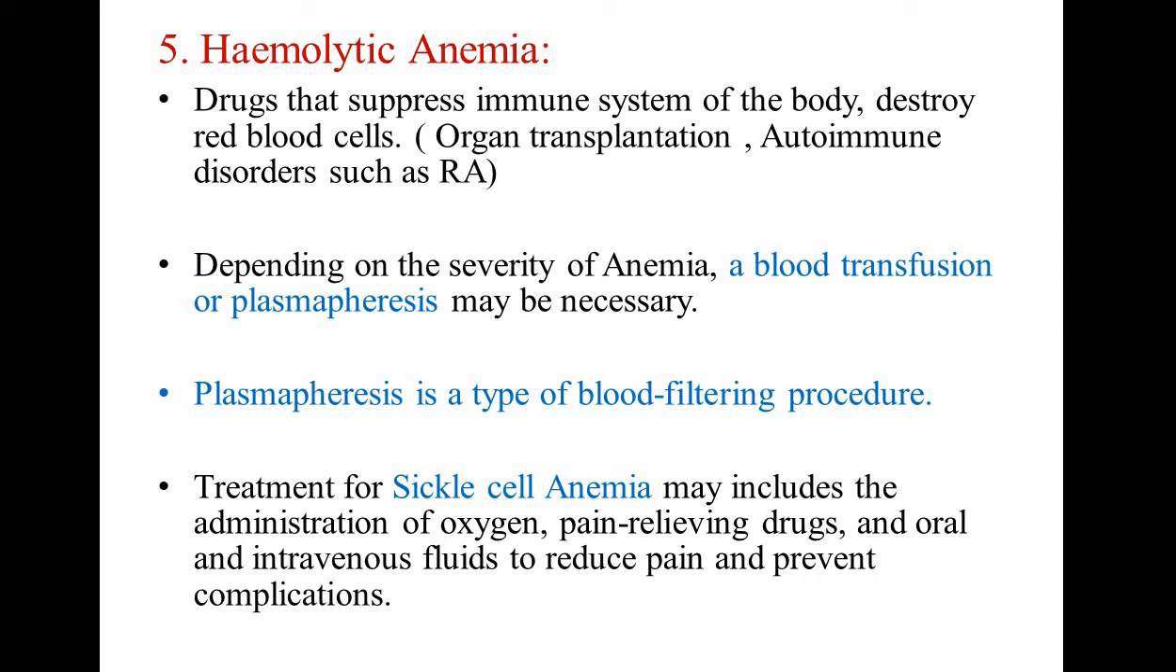Then fifth one, that is hemolytic anemia. Lysis means breakdown of the hemoglobin. Drugs that suppress the immune system of the body destroy RBCs. When such drugs are used during organ transplantation or in autoimmune disorders such as RA, rheumatoid arthritis, that may suppress the immune system of the body and result in the destruction of the RBCs.